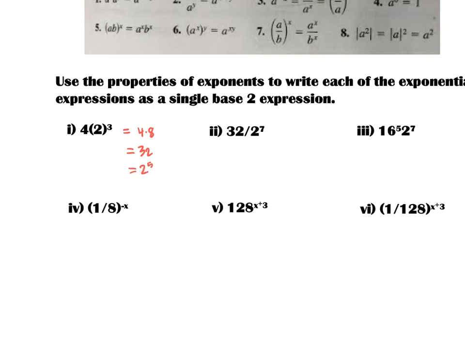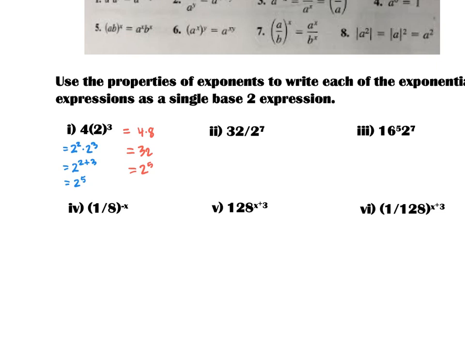Now there's a bunch of different ways we could do this. Okay, let me do it a slightly different way. Well, 4 is 2 to the 2nd times 2 to the 3rd, which is 2 to the 2 plus 3, which is 2 to the 5th. That's another way we could get to where we want to go. Great thing about exponentials is that there's no one cookie cutter method on how to write it as a base 2 expression.